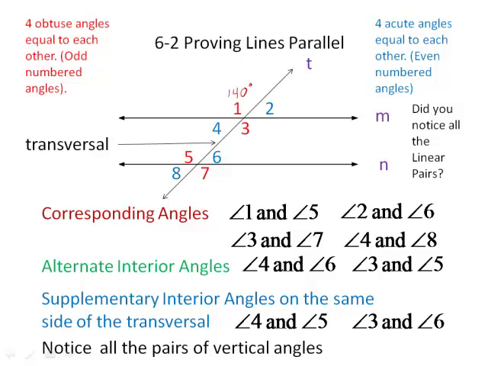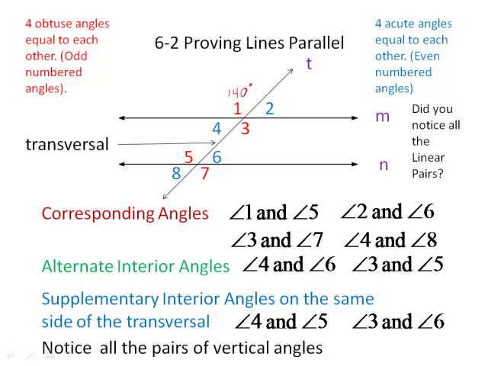4 would be 40 degrees. 5 would be 140. 6 would be 40. 7 would be 140. 8 would be 40. So there are only 2 angle measures in a figure like this. And unless you have a perpendicular line for a transversal, one of those angle measures is going to be an obtuse angle measure, and the other one is going to be an acute angle measure. So that's a lot of information packed into this one slide about this type of figure.